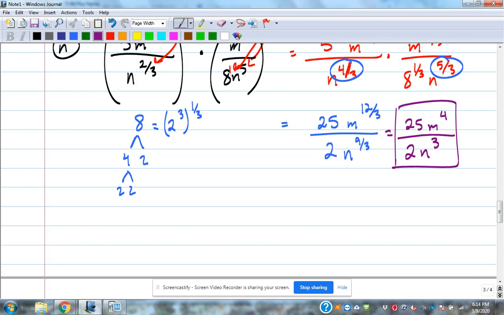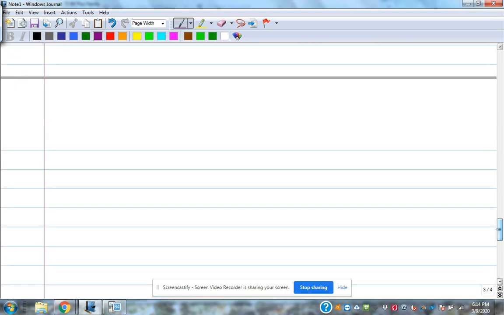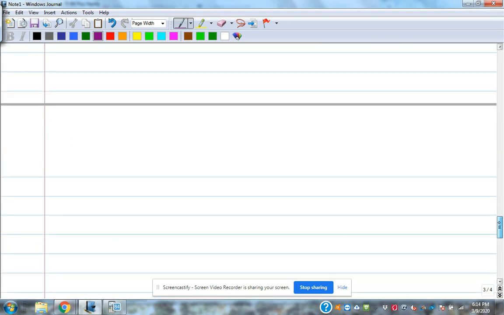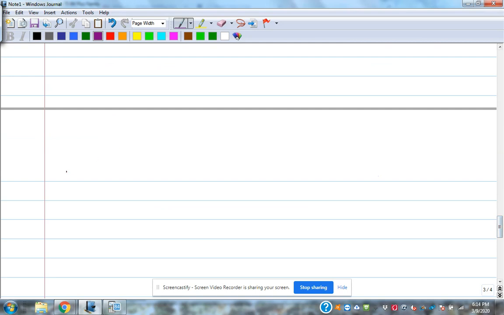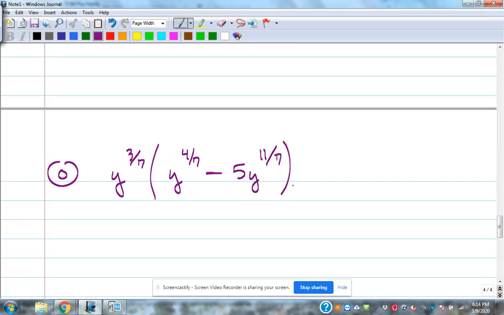Let's do one that's just variables for the most part. It's only got one coefficient, so it's easier to do. Look at the rules again. Oh, y to the 3/7 parentheses y to the 4/7 time, or excuse me, minus 5 y to the 11/7. So just a distributive property problem. It's all this is. So we're distributing the stuff that's in front of the parentheses. We're going to multiply both of these pieces by y to the 3/7.